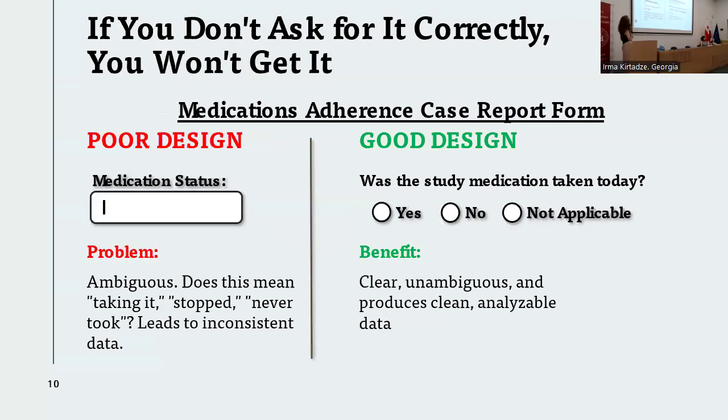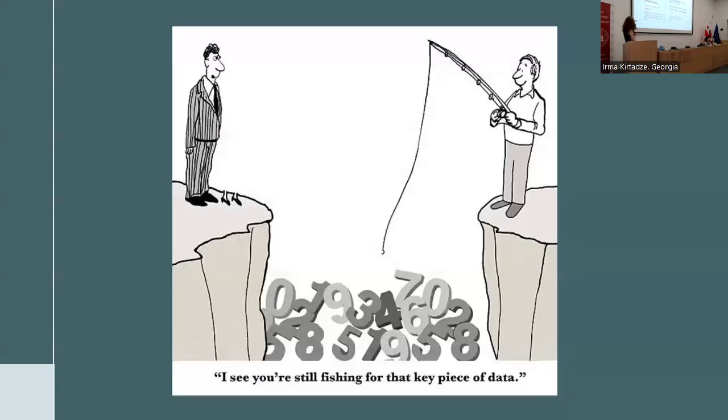So just a quick example of a good and a not so good form design. Say we're collecting a medication adherence case report form. So you just want to ask, what's your medication status? Well, if they have to type it in, it could be anything. Does it mean they're taking it, stopped, never took? It's much better to ask, was the study medication taken today? Yes, no, not applicable. And that's clear and produces nice analyzable data that's already coded for you. You don't have to go back and recode anything. So if we don't follow good CRF design, this is where we end up.